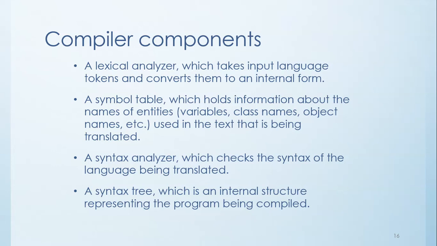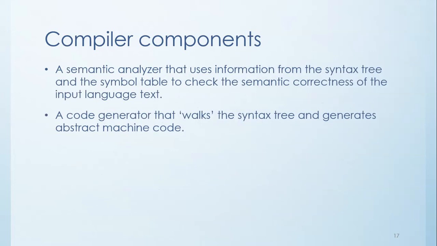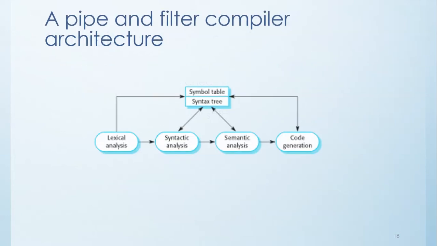And then you have the syntax tree, which is an internal structure representing the program being compiled. You also have a semantic analyzer that uses information from the syntax tree and the symbol table to check the semantic correctness of the input language text. And you also have a code generator that walks the syntax tree and generates abstract machine code.